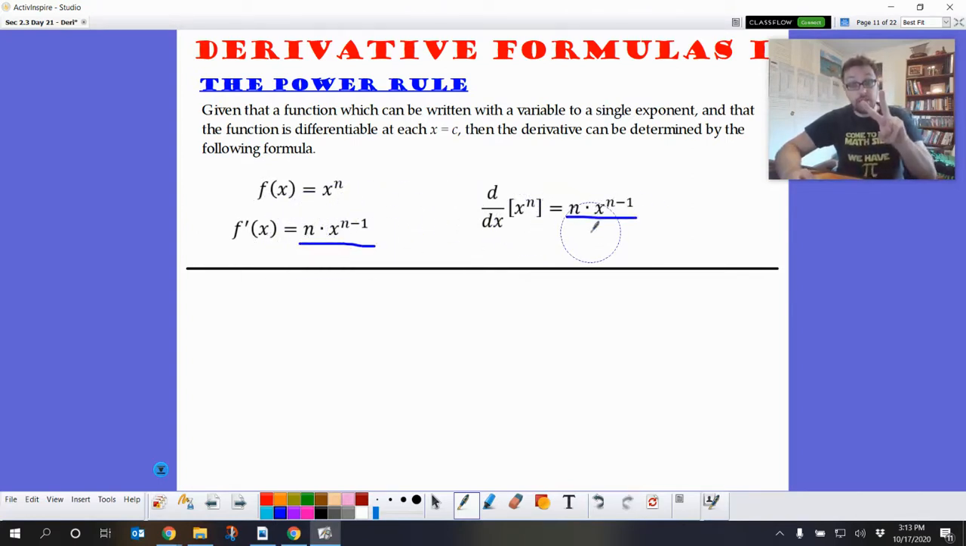So there's 2 ways of writing a derivative. You can write f prime of x, or you can do d over dx. So the derivative, so the slope as x is changing. This is just another notation for the derivative, if you ever see that. So the derivative with respect to x is what it means.